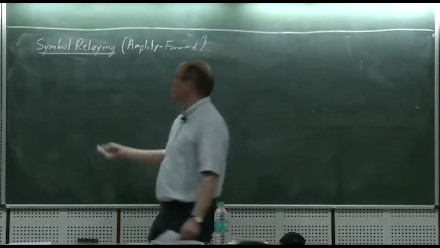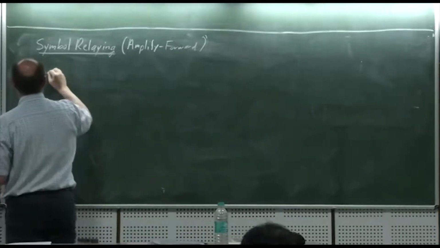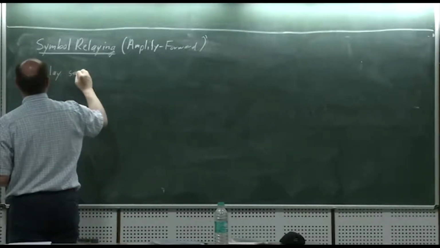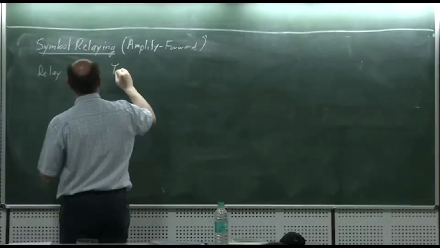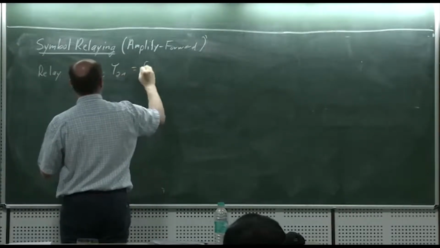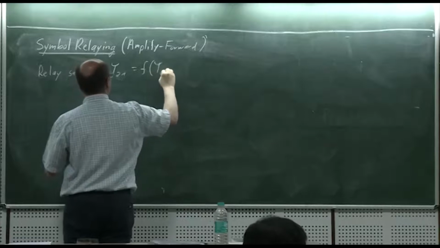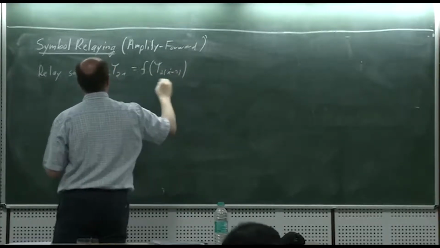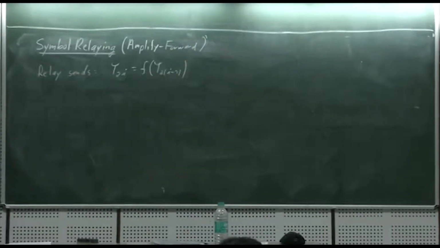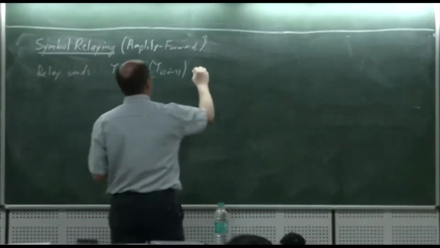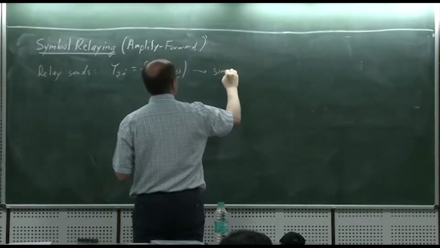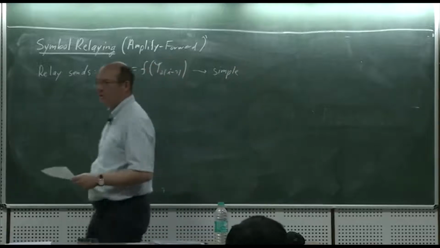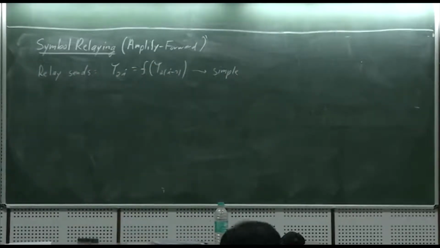It receives a signal y, let's say, and the relay sends x2i, which is some function of y2i minus 1. Okay, so all it does is, for every symbol it receives, it applies a function to it and sends something off, right? The advantage of this is it's very simple. So this doesn't require a particularly powerful relay. In fact, it could even be a passive relay.